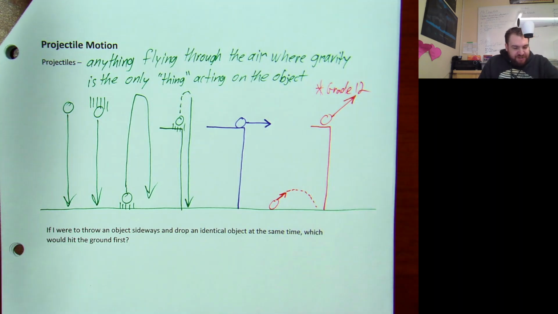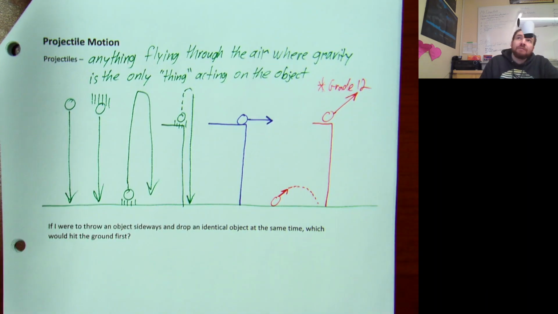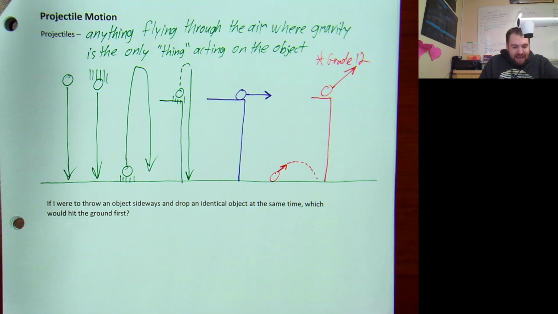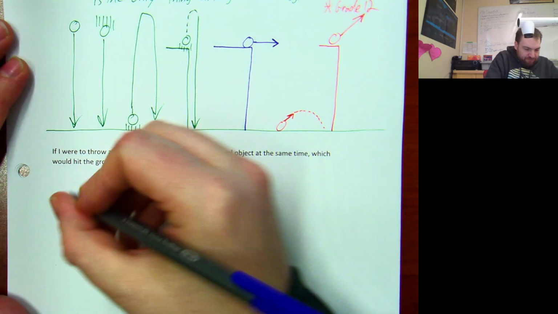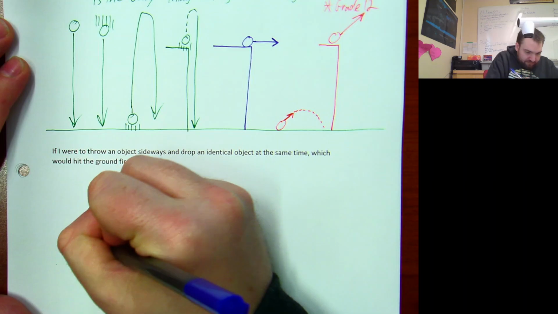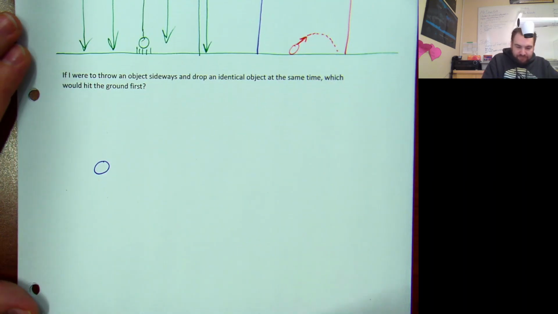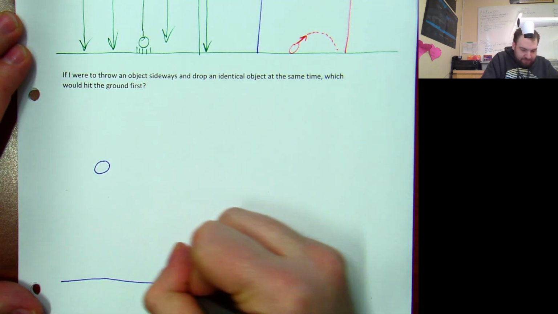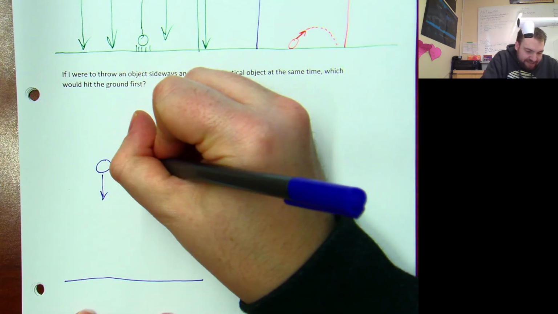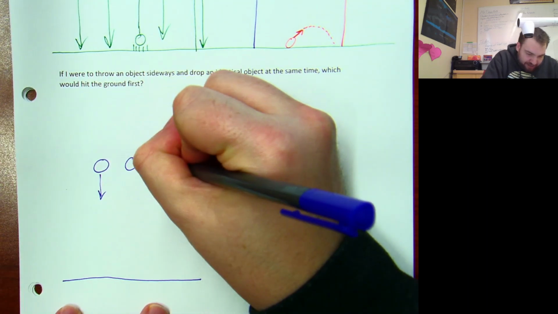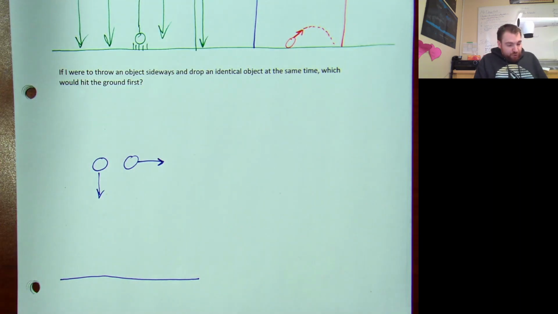So if I were to throw an object sideways and drop an identical object at the same time, which one is going to hit the ground first? So let's draw this out. I've got an object that I'm going to drop, and I've got an identical object that I'm going to throw sideways. Which one of those two objects is going to hit the ground first?